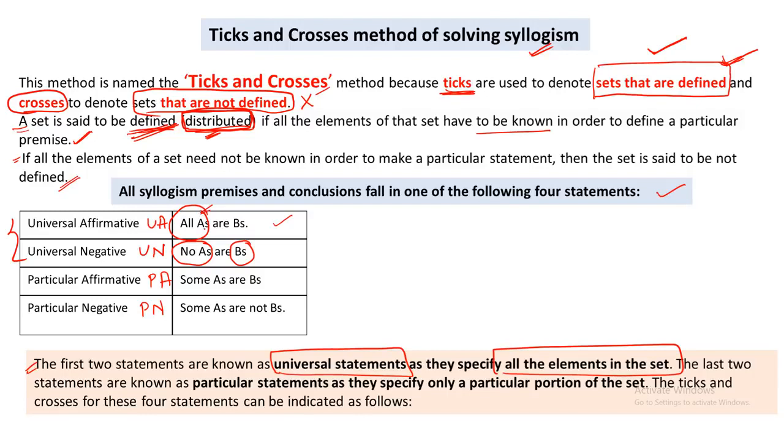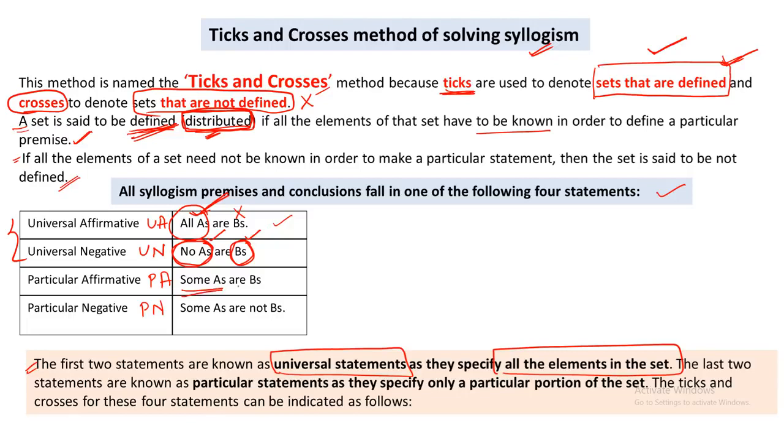In the first statement, all A's are B's, we must know all the elements of set A. So if we know all the elements of set A, it is defined, so we'll put a tick, and we need not know all the elements of set B, so we'll put a cross. Similarly for universal negative, no A's are B's, we need to know all the elements of A's and all the elements of B's, so we'll put a tick on both of them.